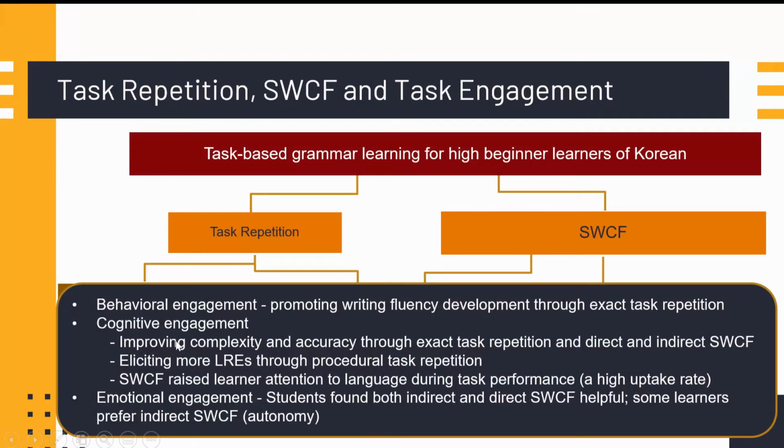So let me talk about the main findings of these 3 studies. In terms of behavior engagement, when students were provided with tasks following exact task repetition framework, it promotes writing fluency development. So when they repeated the exact task twice, they produced more writing under the same amount of time. In terms of cognitive engagement, exact task repetition and direct and indirect synchronous written corrective feedback improved complexity and accuracy.